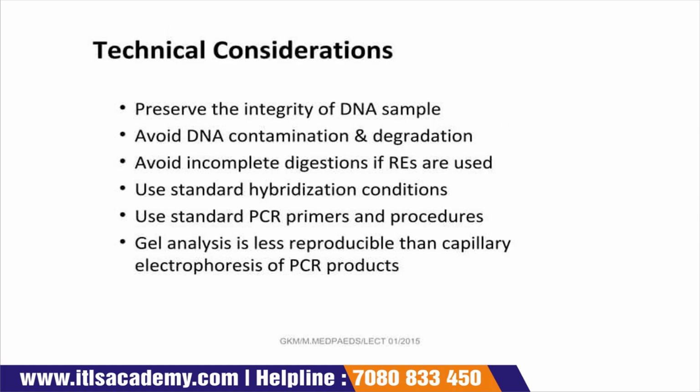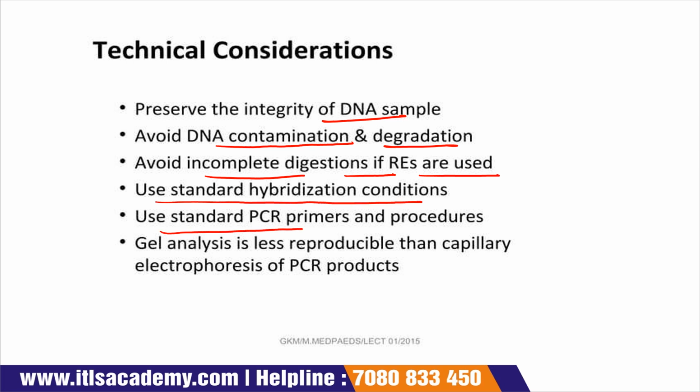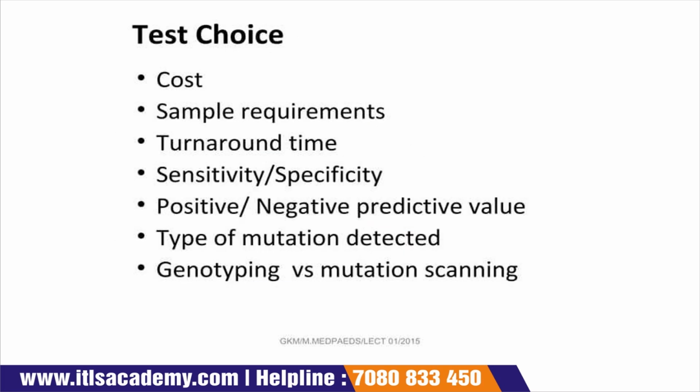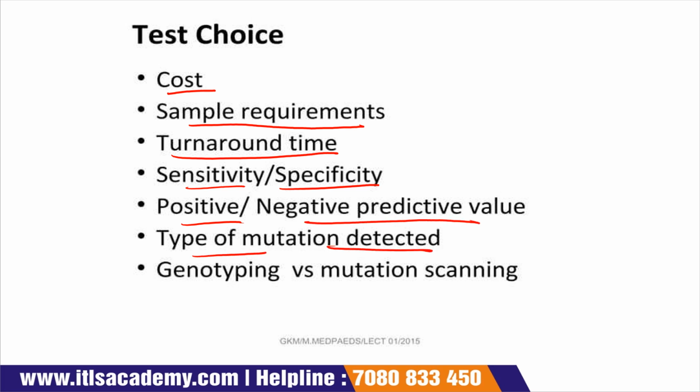Okay, so technical considerations: preserve the integrity of the DNA sample, avoid DNA contamination and degradation, avoid incomplete digestion if restriction enzymes are used, use standard hybridization conditions, use standard PCR primers and procedure. Gene analysis is less reproducible than capillary electrophoresis of PCR products. Test choice totally depends upon the cost of the test, the sample that we require, turnaround time, sensitivity, specificity, positive and negative predictive value, type of mutation detected, genotyping versus mutation scanning.